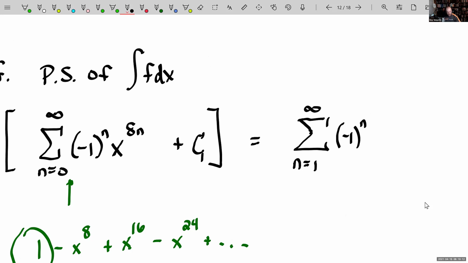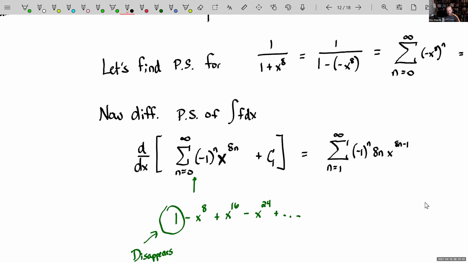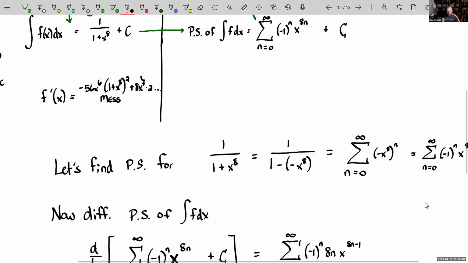The piece that we're actually differentiating is the x. I have x to some power. When I take the derivative of x to some power, you drop the power down and you reduce 1 from that old power. And there you have it. That is actually the power series for f, because that's the derivative of the power series for the integral of f. So let's go ahead and write that up above.